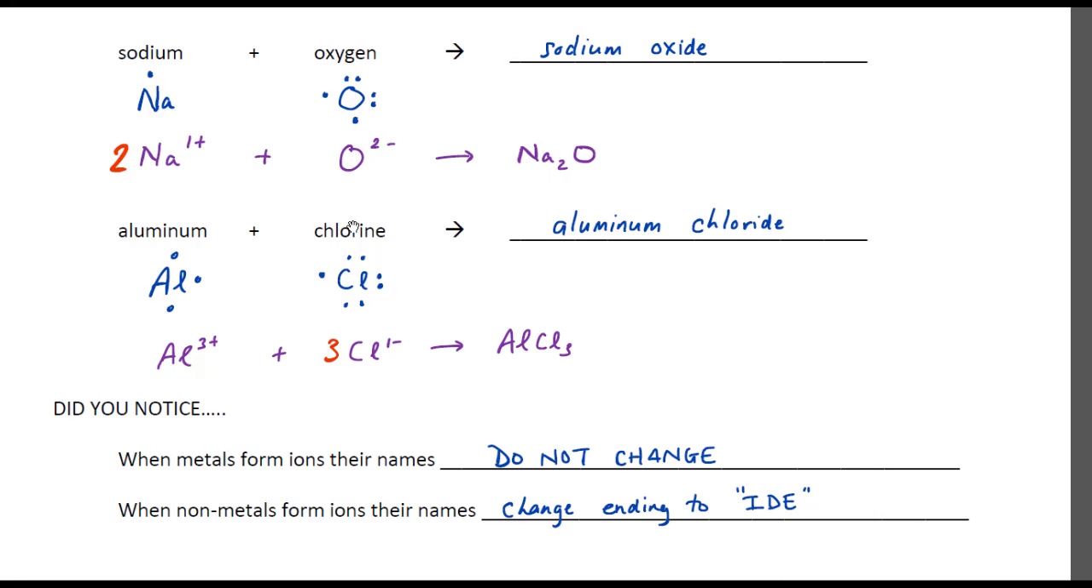Aluminum has 3. Chlorine has 7, so it'll be 3 plus and a 1 minus, just like the others. And because it's a 1 minus, I'm actually going to need 3 of these guys. So 3 times the 1 gives me 3 negative to satisfy this 3 positive, because I want them to add up to 0. And so I'll need AlCl3, and I'll have aluminum chloride.